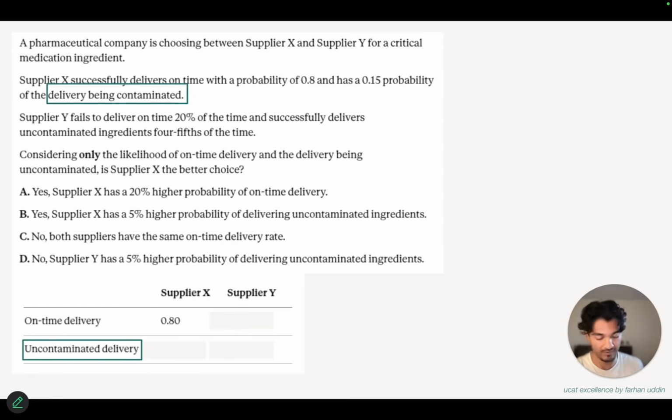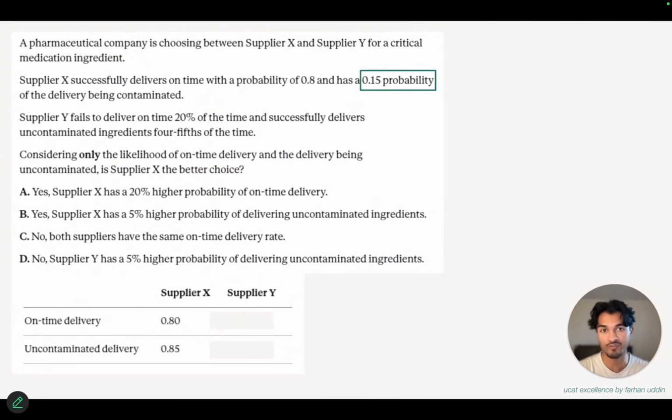That's a negative thing. And if you have a look at this on the actual question, it says, based on the likelihood of on-time delivery and it being uncontaminated, it's giving you the success characteristics here. So we're going to put uncontaminated delivery as our success metric. So 0.15 probability of contamination equals 0.85 probability of uncontamination.